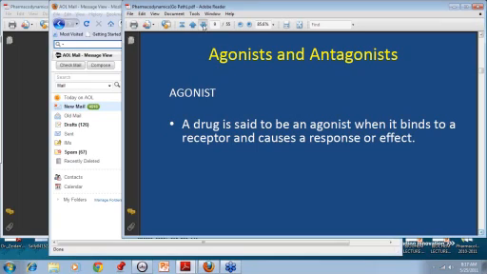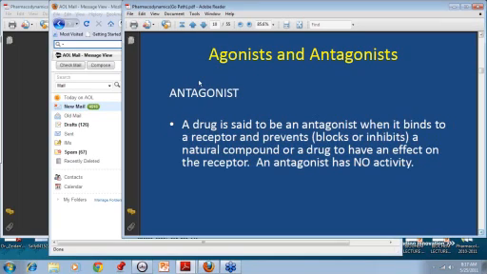An antagonist, in a reverse manner, a drug is said to be an antagonist when it binds to a receptor and prevents or inhibits. I like to use the term inhibits more. Inhibits a natural compound or a drug from having an effect on the receptor. So that's what you are dealing with at the terminology level.